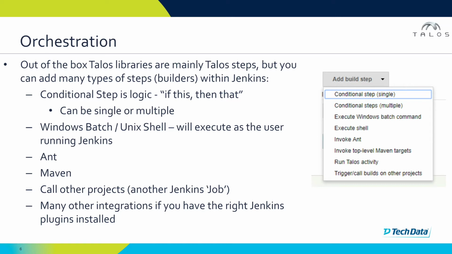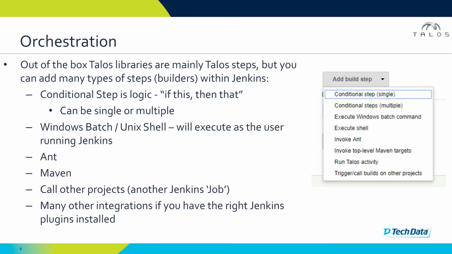This first one here, conditional step, is a logic step. So it says if this then that basically. And you can either have a single conditional step or chain multiple conditional steps together. It's not the best place to put business logic, but if you do need a logical evaluation to occur, then you can do that. You can use batch or shell commands, which will basically just execute the command that you type within that box as the user running Jenkins at the command line.